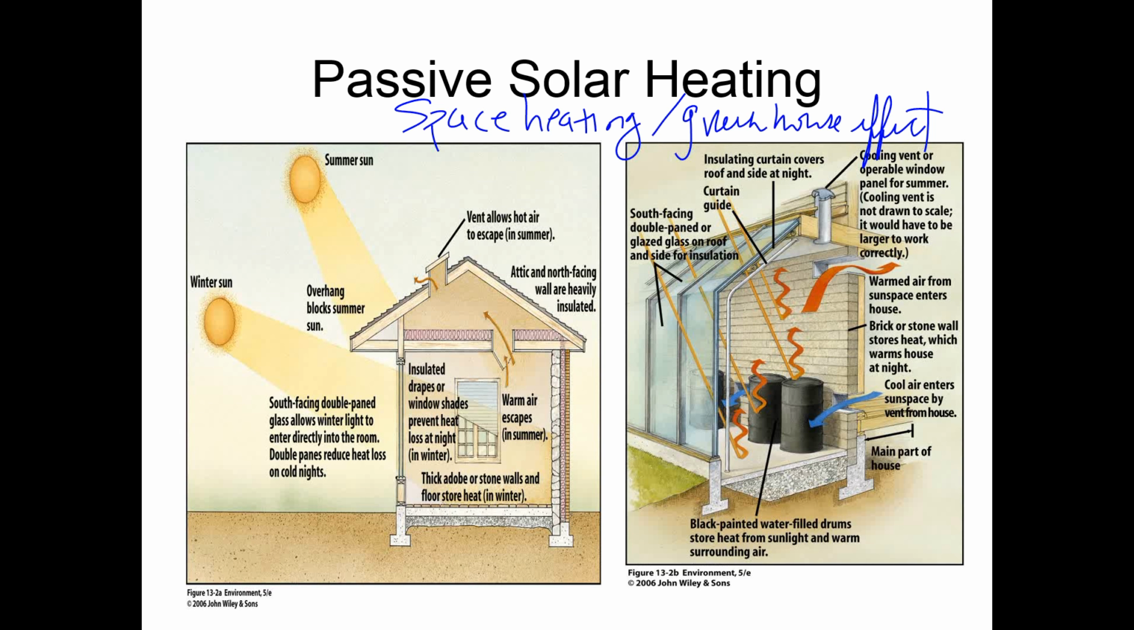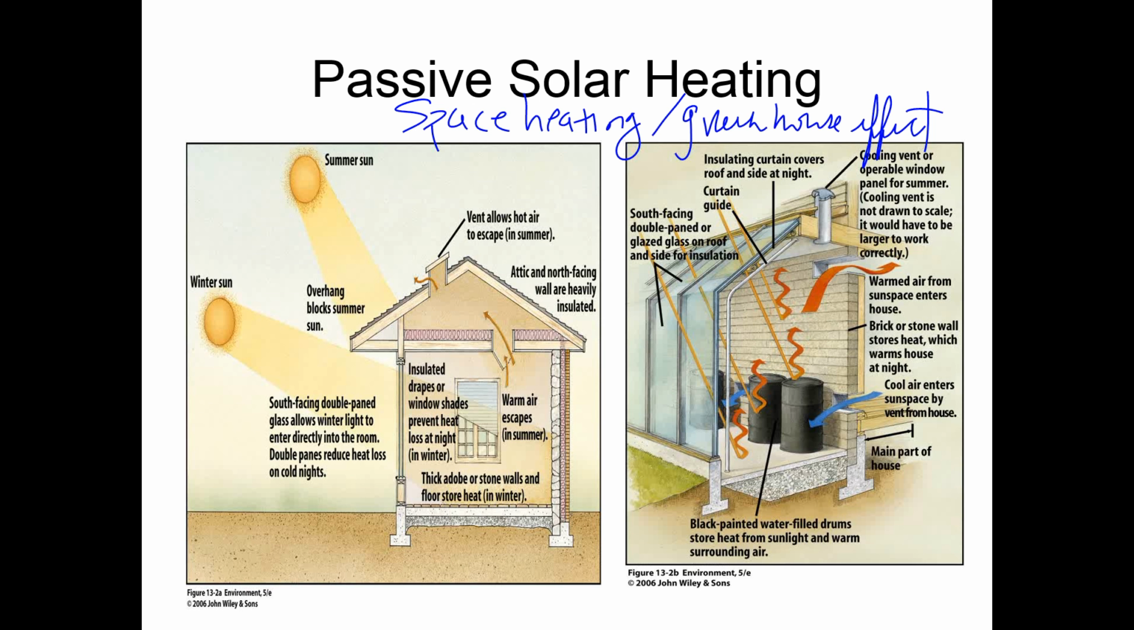And so even though it's called passive solar heating, it still can be used for cooling. So you may see passive solar heating and cooling because that overhang there is going to block out the sun in the summertime, therefore keeping it cooler inside of the home.